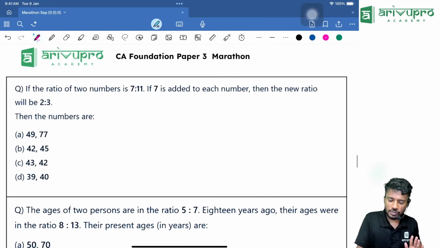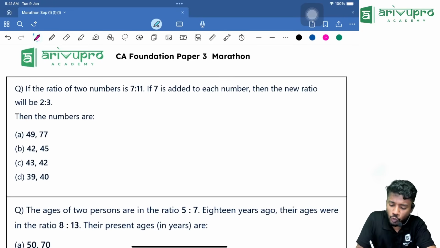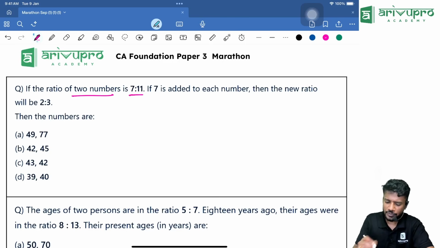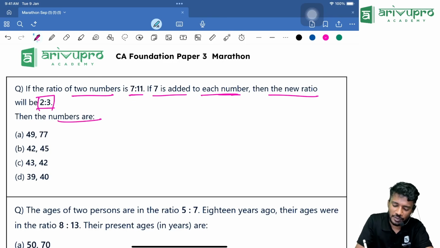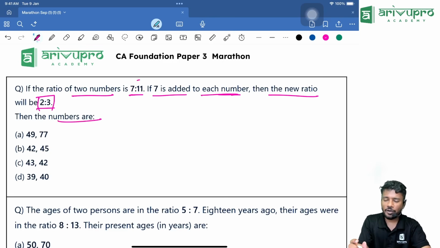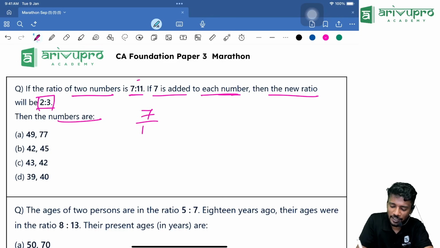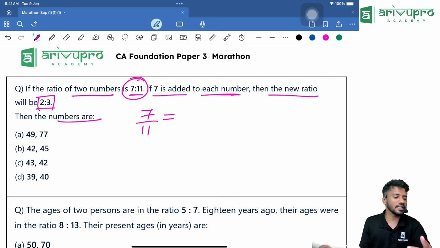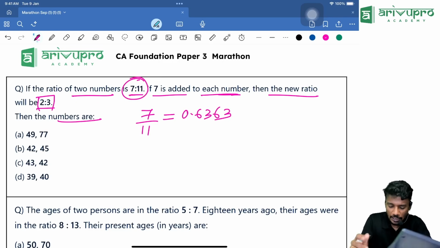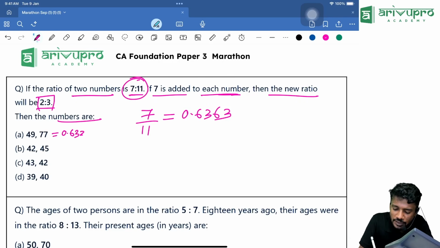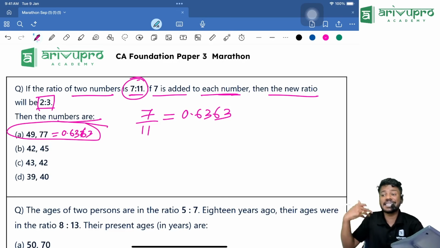Next one is, if the ratio of two numbers is 7:11, and if 7 is added to each number, the new ratio will be 2:3. Now we need to know the numbers. Check the options. First find 7 divided by 11. That is 0.6363. That means 49 divided by 77 is also 0.6363. That means option A can be the answer.